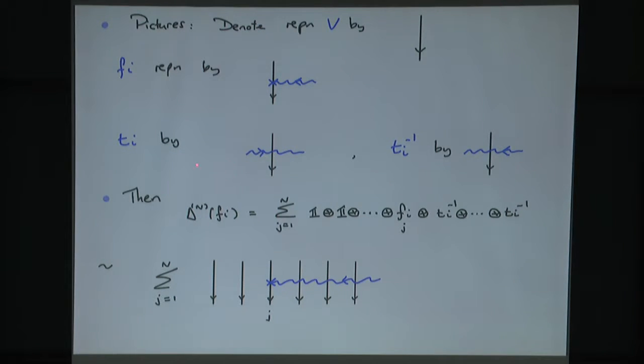The T's look like this. I've got two of them. The T's go all the way across, and T inverses are the same, but with the arrow in the opposite direction.